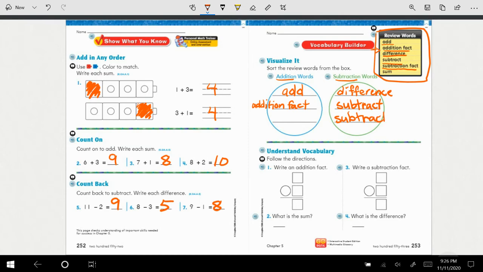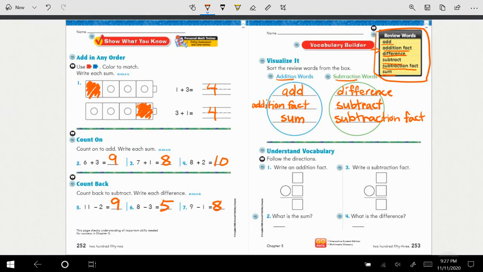And again, it's okay if you go out of the box or the circle. And the last word we have on this list is sum. Okay, where does that belong? Addition words. Okay, the sum is the whole when we're doing an addition problem.